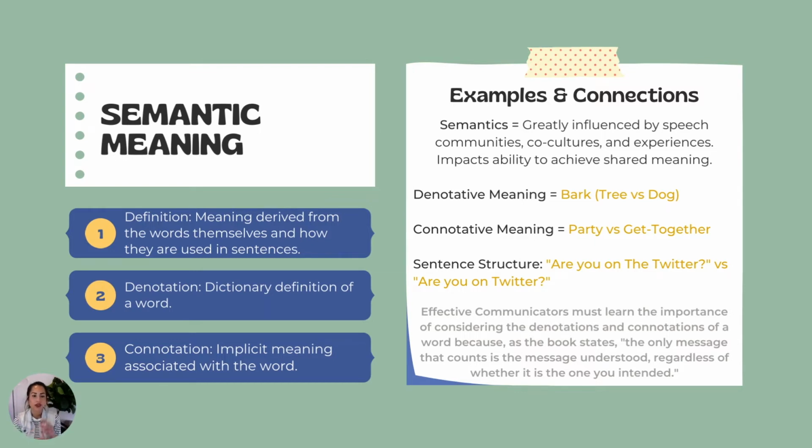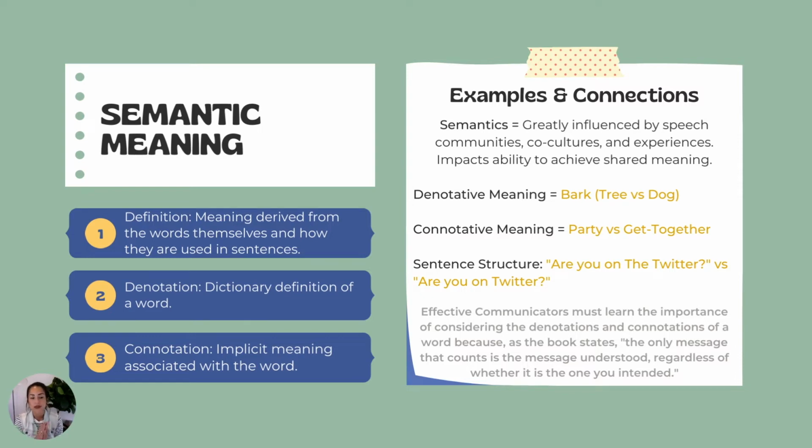So there are 2 forms of this: denotation and connotation. Denotation has to do with the dictionary version of a word. There's also connotation, which is more about what your speech community, your dialect, your co-cultures, or even your past experiences have taught you the meaning of a word is. So both of these have their time and place to be used.